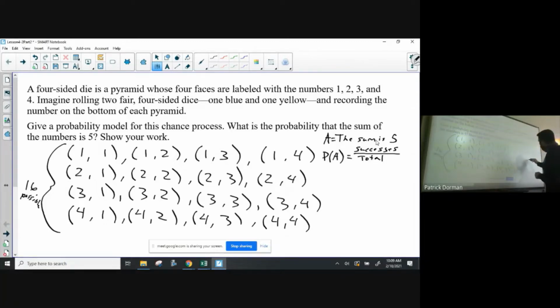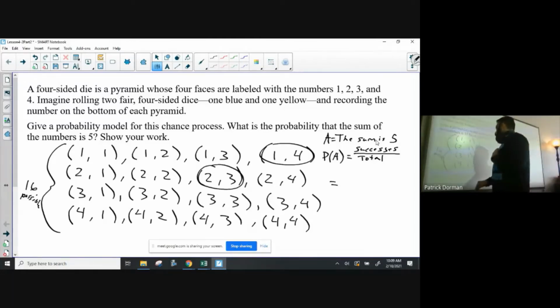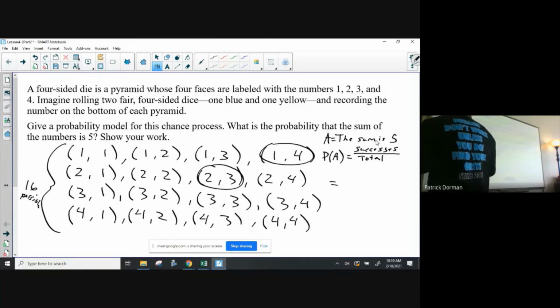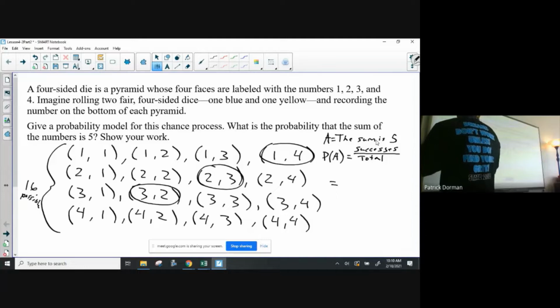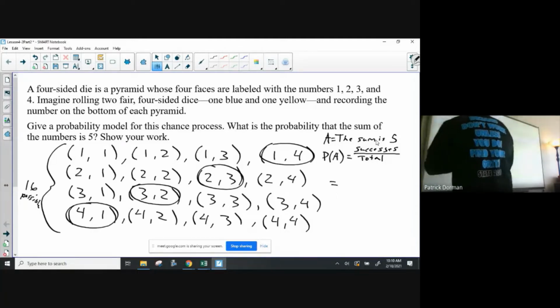So in this case, which ones are successes? Another way to say that is, which ones add to 5? Which ones of these combinations are going to add to 5? And it looks like I'll have 1 here, right? And I'll look through the 2s, and it looks like I have 1 possibility here. Look through our next row, and it looks like I have 1 here. And then looking through the next row, I have 1 here. So that means that there are 4 successes.